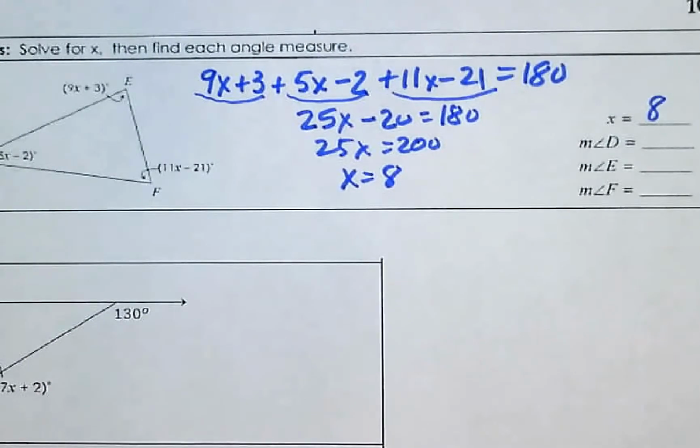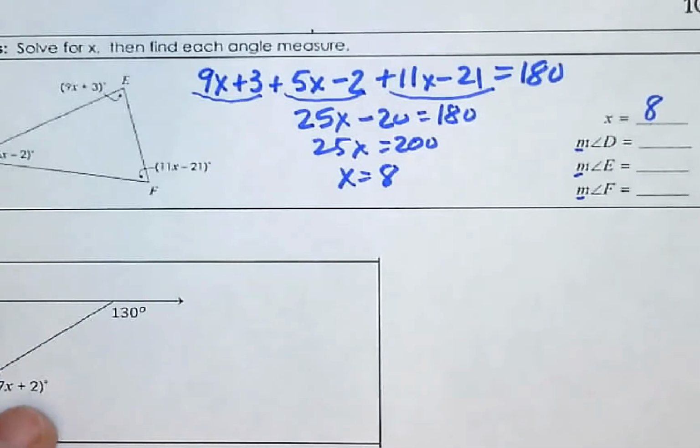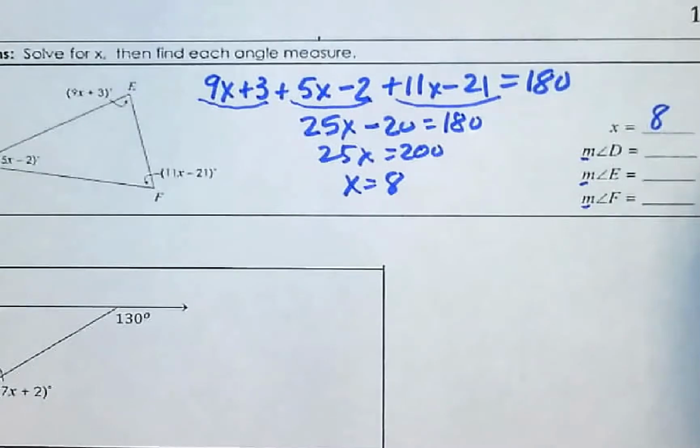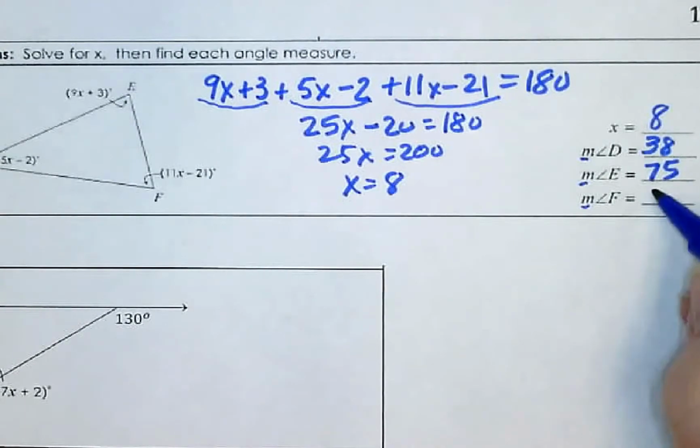And then for D, E, and F, it's just a matter of plugging those in to get those measures. This little m out in front means find the measure of those angles. So if I was going to look at angle D, which is 5x minus 2, so 5 times 8 minus 2, that's going to be 38. Angle E is going to be 9 times 8 plus 3, that's going to be 75. Angle F is 11 times 8 minus 21, that's going to be 67.